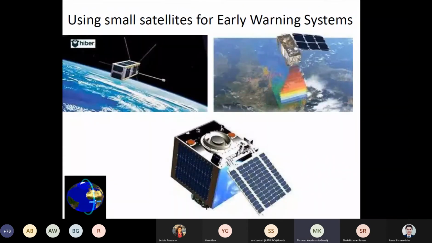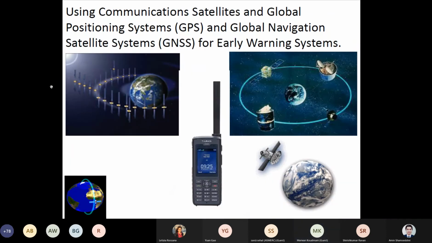And also using small satellites for early warning system, so each country can get an early warning system. And also using communications and navigation satellites for early warning systems.